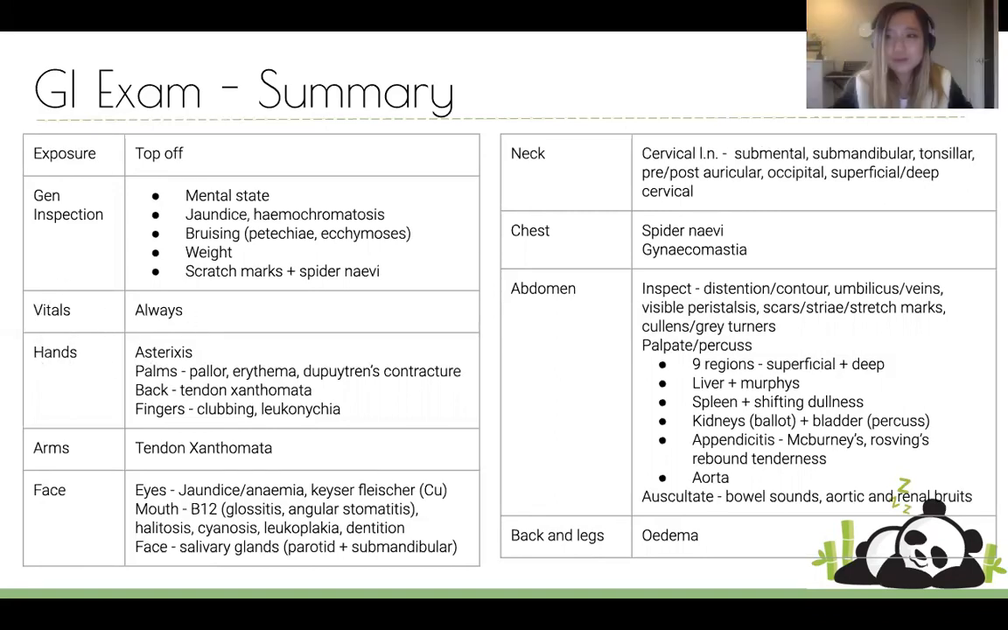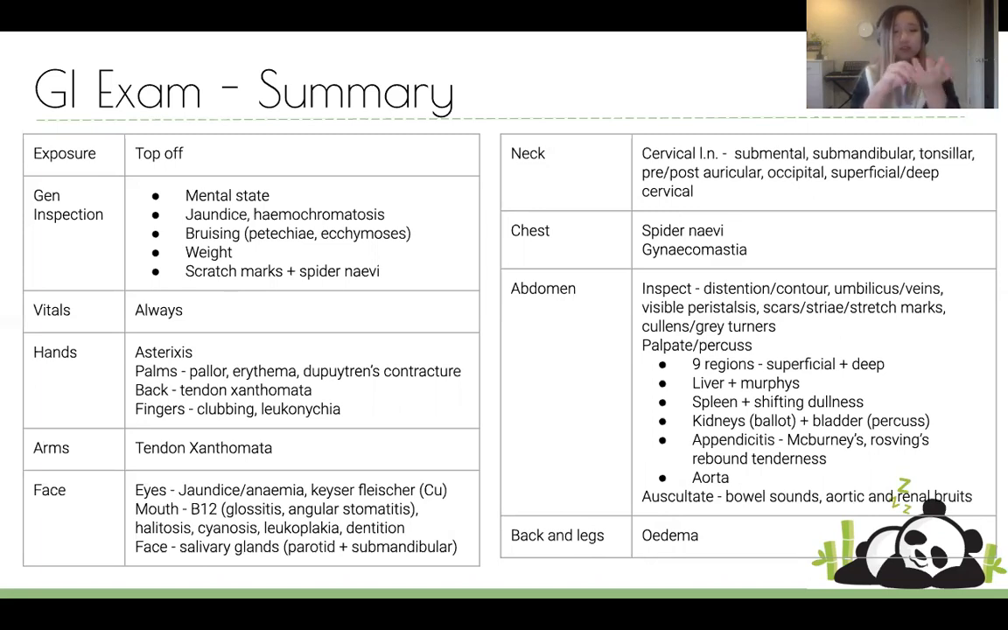Next, onto the hands. So I would do palms first, then back, then fingers, and then asterixis. And in the GI exam, there are five things to do on the hands plus asterixis. So I just think five because five fingers. So looking at the palms, you look for pallor, for anemia, because if you have any bleeding, it can cause anemia. You look for erythema, which is like pink, sweaty hands. That can be due to liver disease.